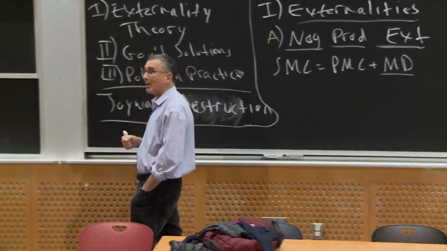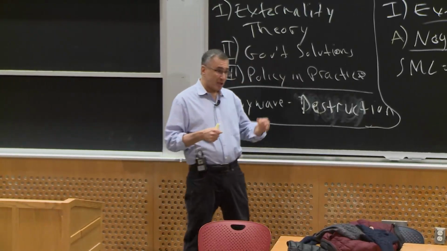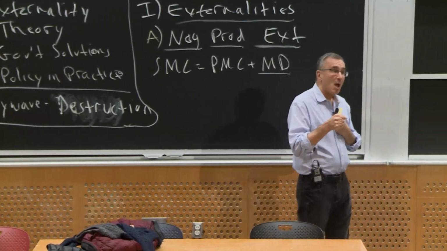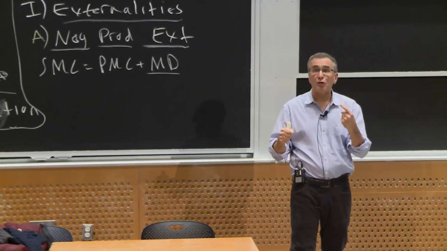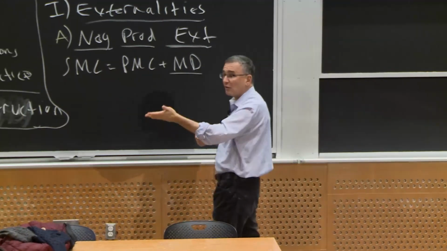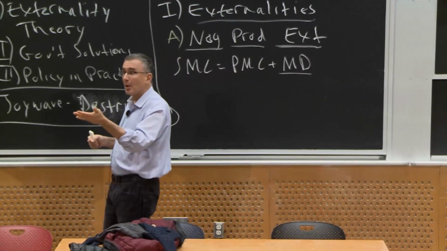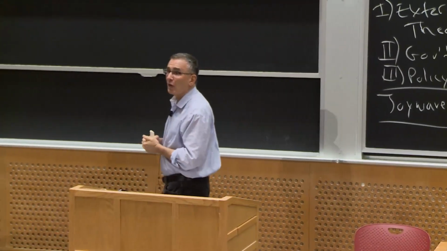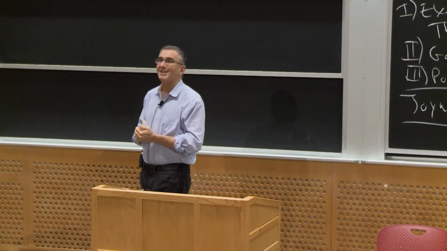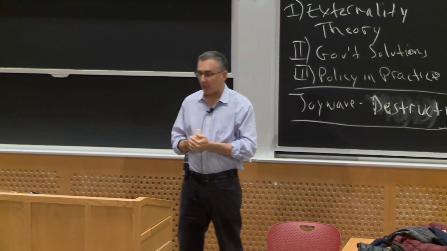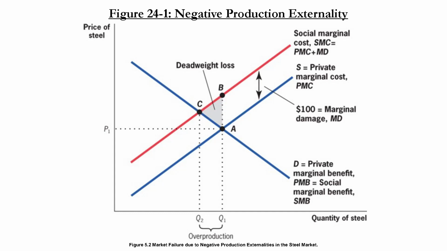Why does it overproduce steel? Because the steel company is saying, I'm going to produce steel until the cost to me equals the benefits to consumers. But from society's perspective, you should produce steel until the cost to society equals the benefits to society. The benefits to society is the demand curve. But the cost to society is supply curve plus the marginal damage. As a result, the steel plant is overproducing steel because it's not accounting for the externality. It's not accounting for the damage done to the other party. And as a result, we get overproduction of steel and a deadweight loss.